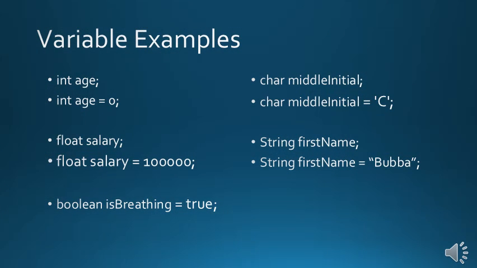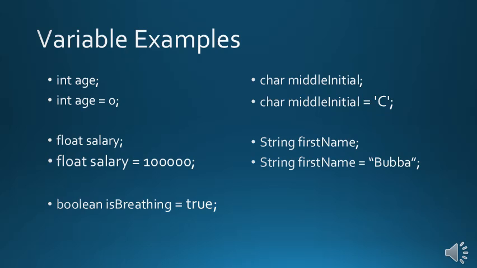Variable examples. I've listed here some examples of how we declare variables in Java. If we look up here, we have the one called int age, and then we also have int age equals 0. So with int age equals 0, we're setting that initial value to 0. We've got a couple here with the floats. We have a float salary, and then we have one here where float salary equals 100,000. So in the second example of that one, we're actually setting the initial value to 100,000. Boolean, we can actually set that to true or false. Those are the only 2 values we can put in for that.